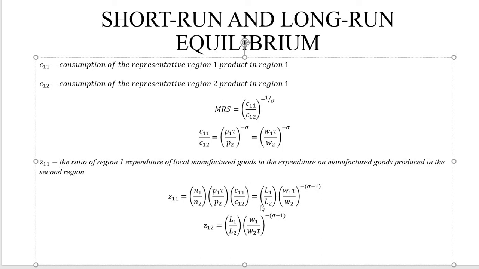It will be very similar for the second region. The only difference will be that in this case, good 1 will be transported instead of good 2. That's why it will be just inverted. So instead of P1 times T over P2, we will have to multiply P2 by T.